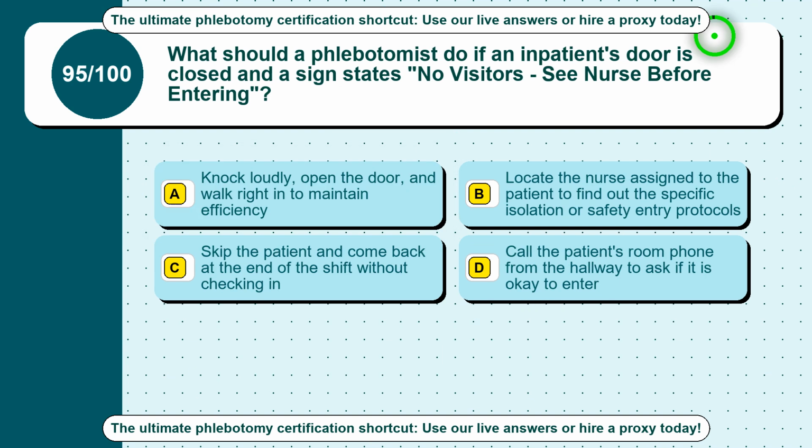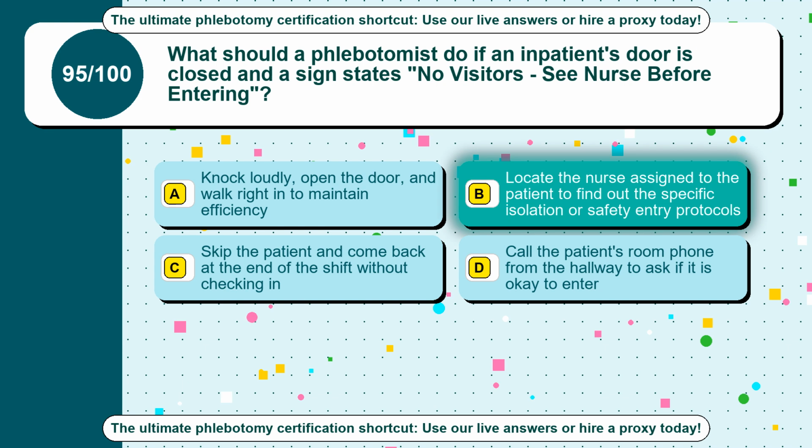Question 95. What should a phlebotomist do if an inpatient's door is closed and a sign states "No visitors, see nurse" before entering? Option A, knock loudly, open the door, and walk right in to maintain efficiency. Option B, locate the nurse assigned to the patient to find out the specific isolation or safety entry protocols. Option C, skip the patient and come back at the end of the shift without checking in. Option D, call the patient's room phone from the hallway to ask if it is okay to enter. The correct answer is option B.